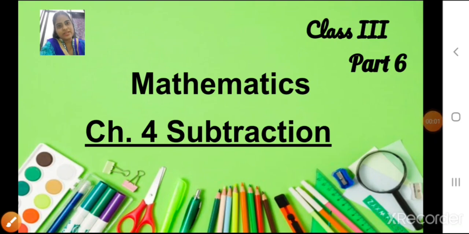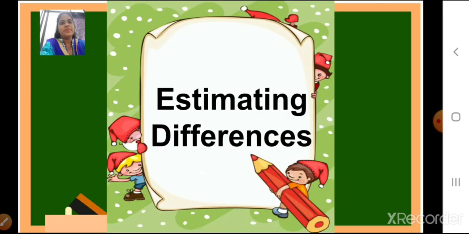Sai Ram students, today we are going to learn a new topic which is estimating difference in chapter number 4 subtraction. Children, how to estimate? We can estimate by rounding off the numbers to its nearest 10, 100 or 1000. How to round off a number we have already learned in chapter number 1, right? So let us see how it works for subtraction.